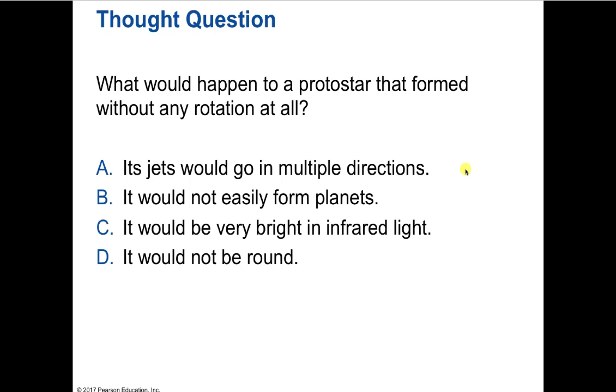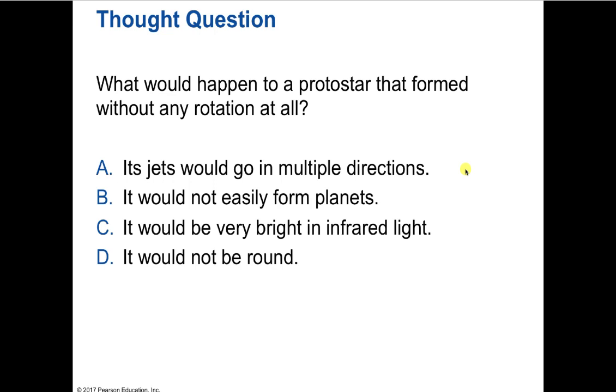Well, the jets would not form in multiple directions, because the jets forming seems to be related to rotation. So if you don't have rotation, you're not going to have jets, it seems. So that probably is not right. It would not easily form planets. Well, that may make sense. If you don't rotate, you can't form a disk, and that's where the planets are formed, is in the disk, so maybe that's right.